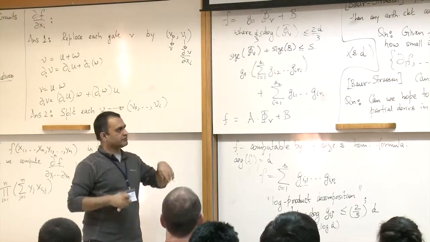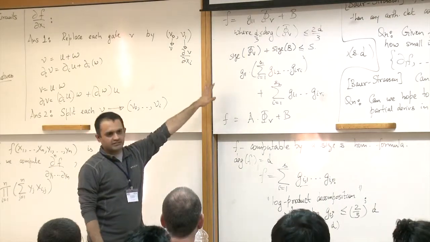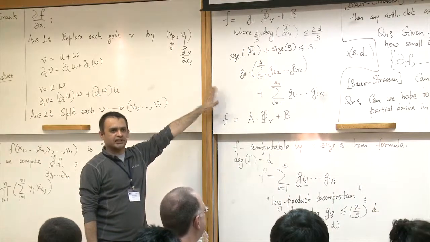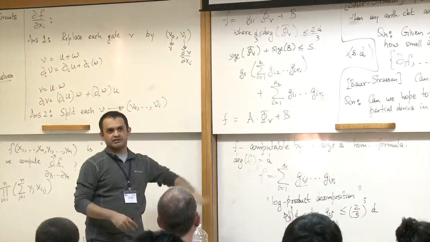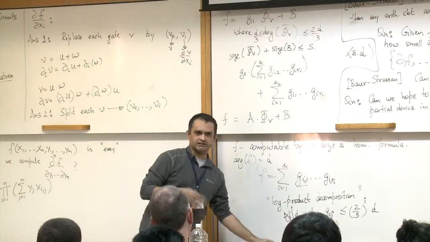Okay, so we'll start with something like the log product decomposition and then push this down to depth 4 and show that there are efficient circuits.